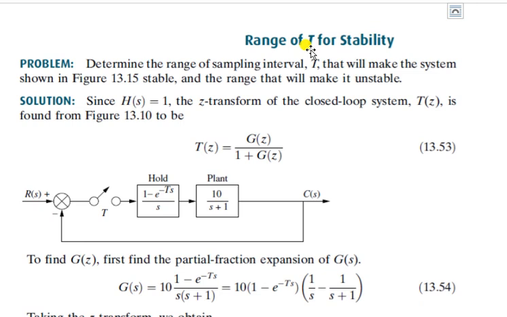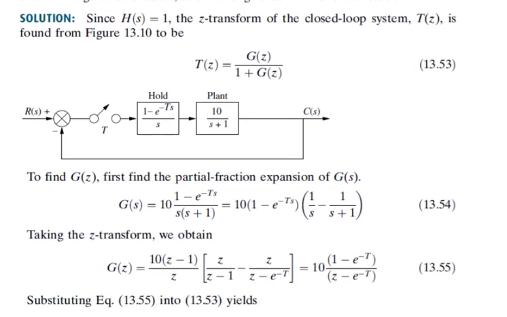In this example, we are going to calculate the range for capital T to make the system stable. If you look here, this is the given overall transfer function for this diagram, where this is the hold function, or the ZOH system, and this is the main plant. If you do not know how to solve this, you can refer to my previous video, where by using this factor and this factor, first we will convert the S domain into the Z domain.